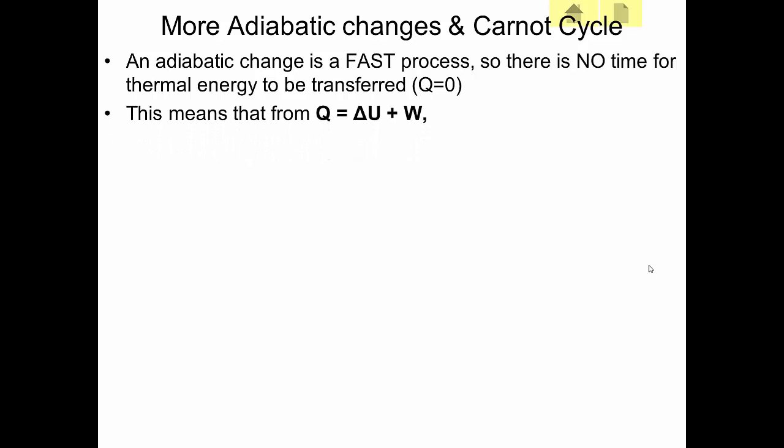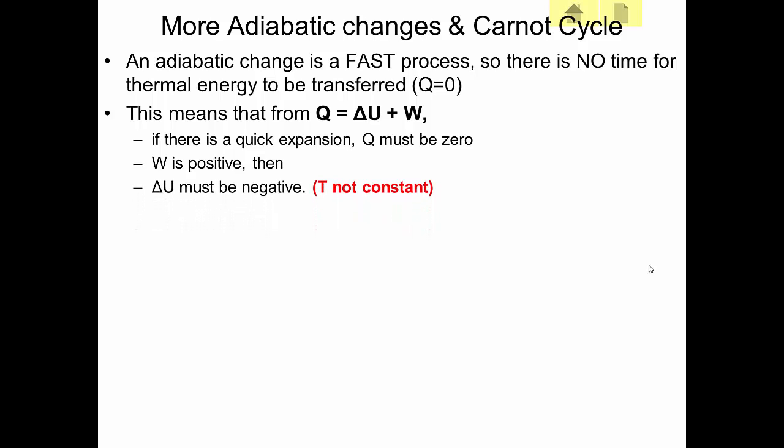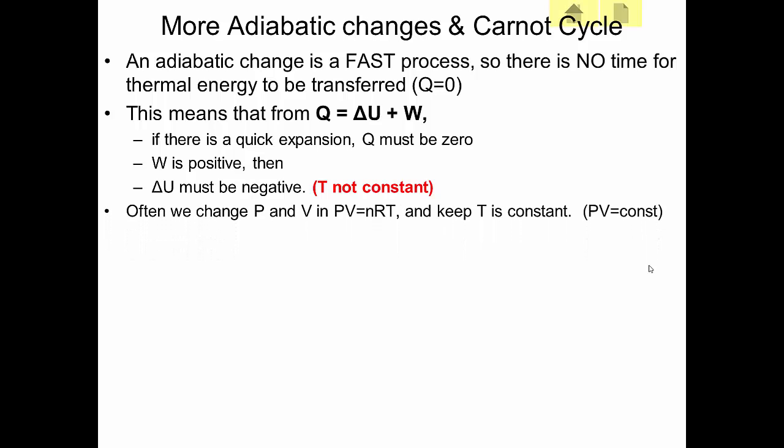So if we use this formula, Q is equal to delta U plus W. In the case of an expansion, you know that Q is equal to 0, and you know that it's doing work, which is positive, so therefore delta U must be negative. So T is not constant, so it means that the temperature will sink down very quickly, a bit like producing dry ice.